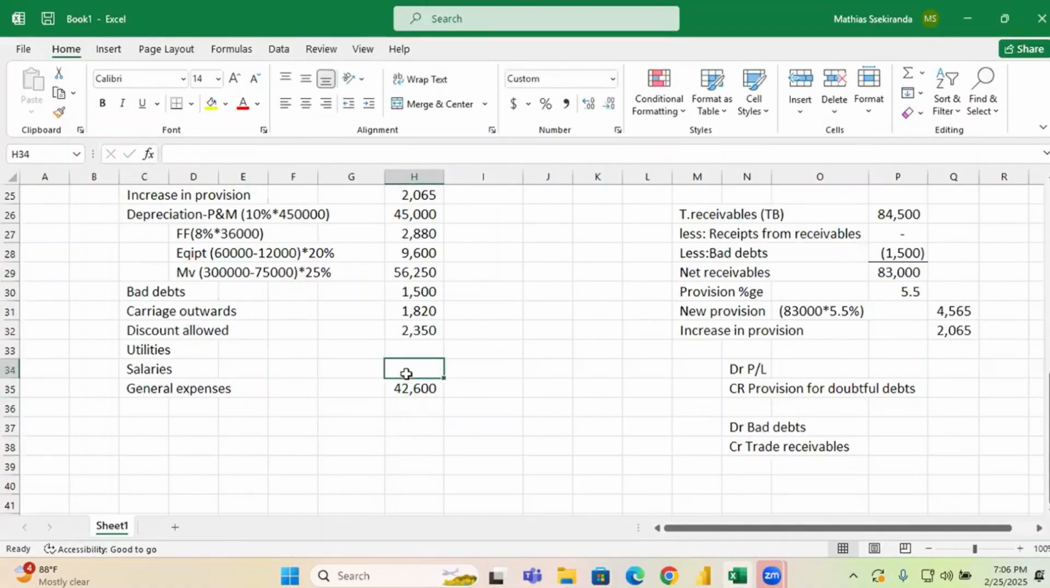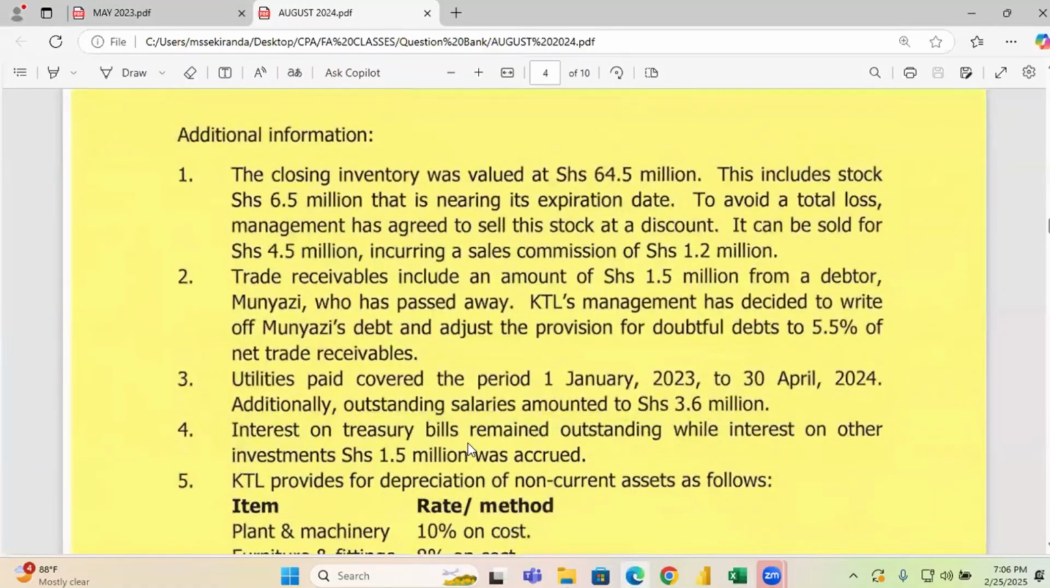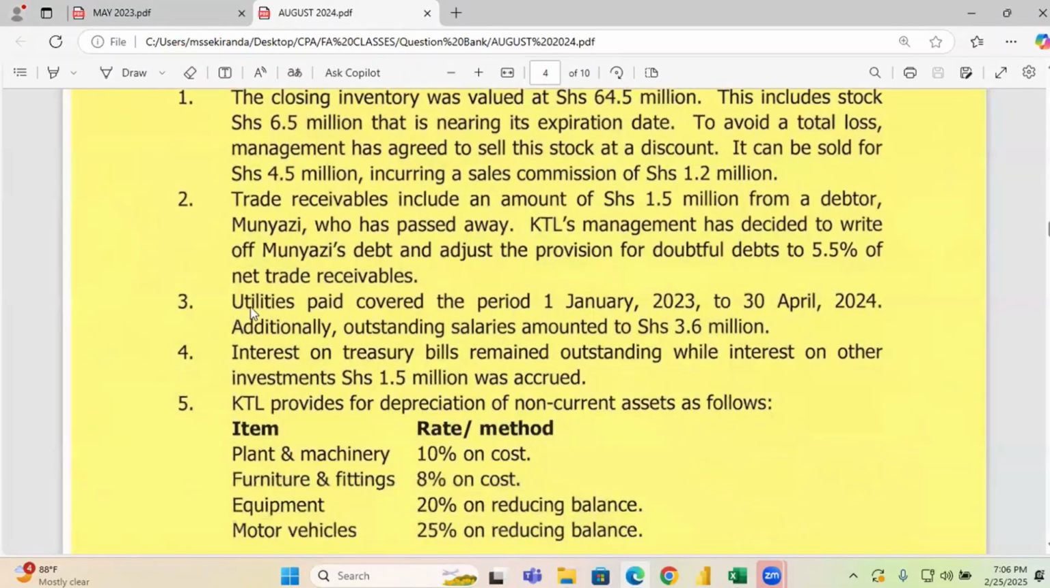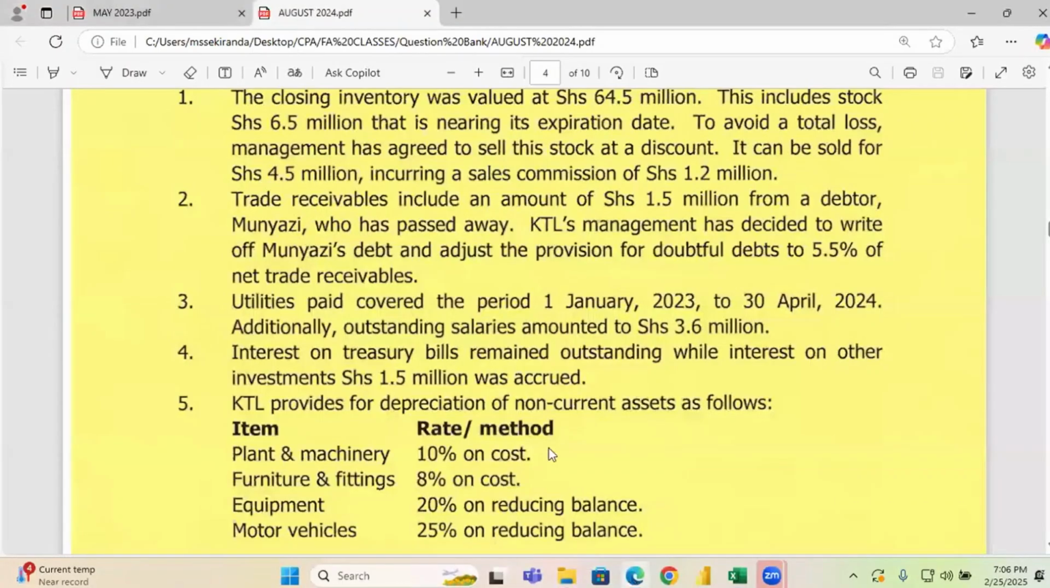Did we have any notes that talked about salaries anywhere? Let's go to the additional information. Do we have any note that talked about salaries anywhere? Note number 3. Yes. It says utilities paid covered the period of 1st January 2023 to 30th April 2024. Additionally, outstanding salaries amounted to 3.6. So what do they mean? These are accrued salaries. An accrued expense is the expense that you have incurred, but you've not yet paid for it, okay?